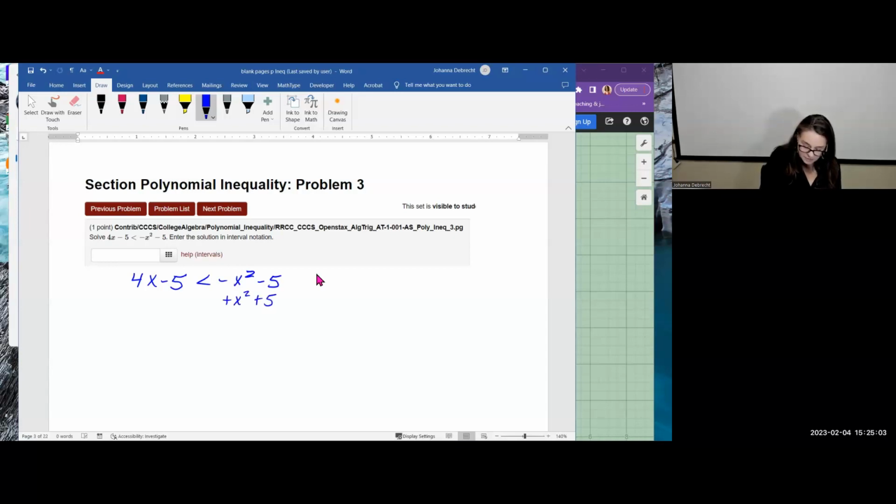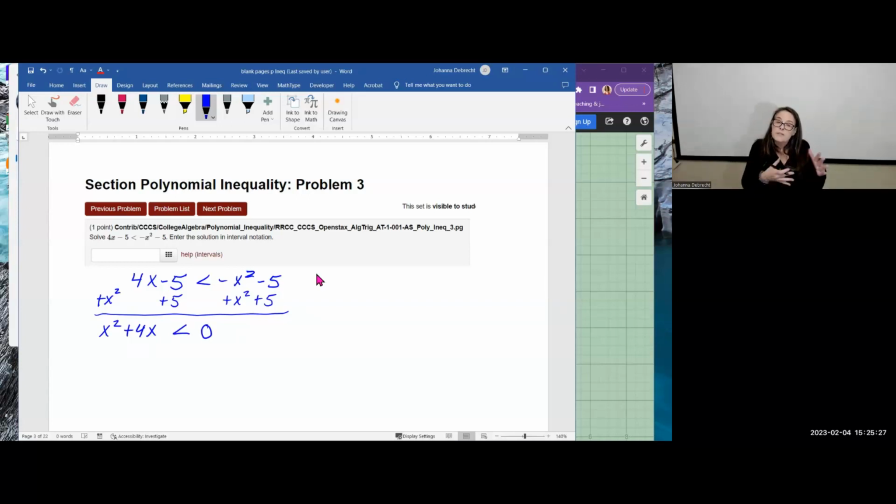So this is going to give me plus x squared, which I don't write under the 4x because they're not like terms. And the plus 5 can go under the minus 5 because they are like terms. And then this will give me x squared plus 4x. Notice that I now have to write the plus. Negative 5 plus 5 is 0. And then less than 0. When I moved everything, it doesn't eliminate that side. It just makes that side 0.